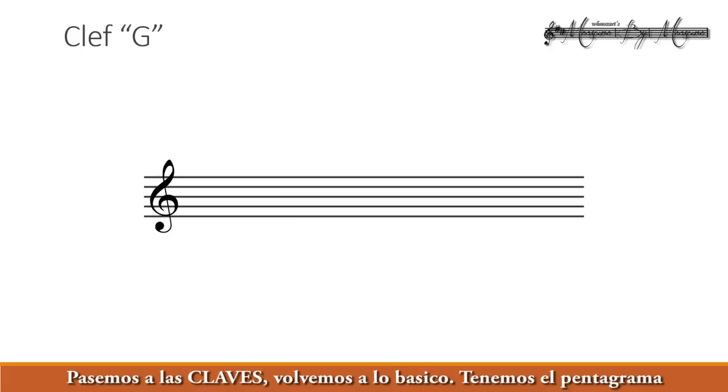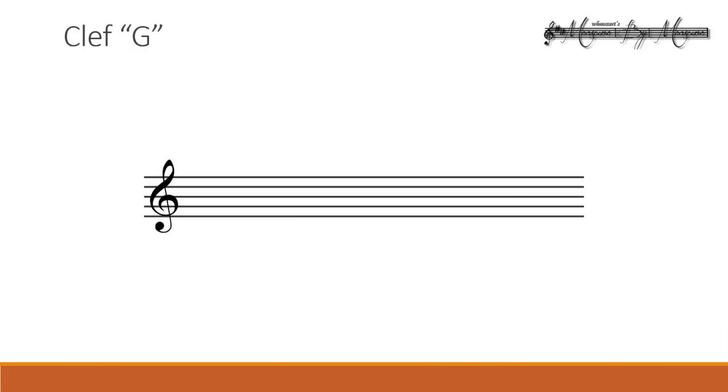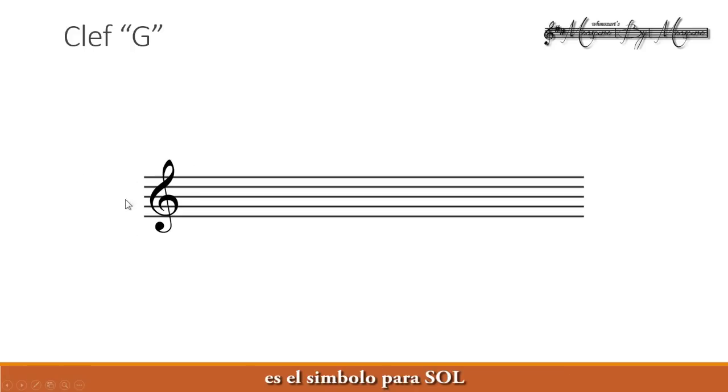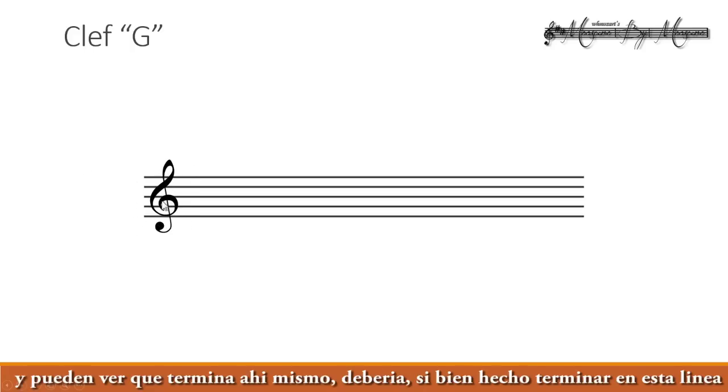Let's move on to the clefs. We're back to the basics. We have our staff, and then on every sheet music you're gonna have a clef. This symbol here is a clef symbol. It's the symbol of G, and you can see it ends right there.